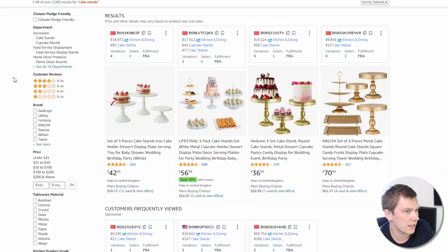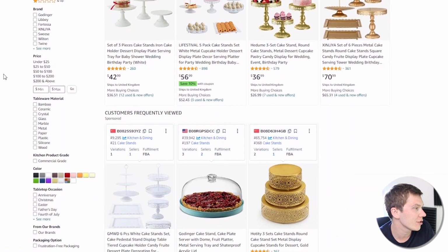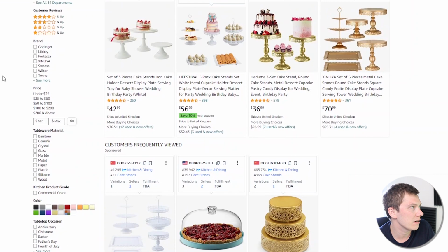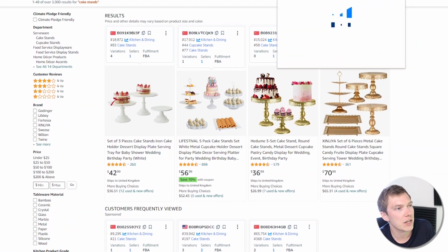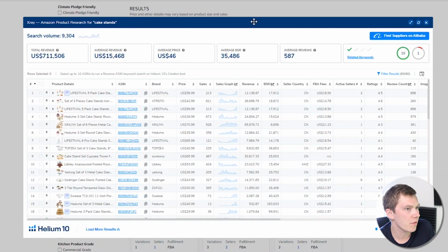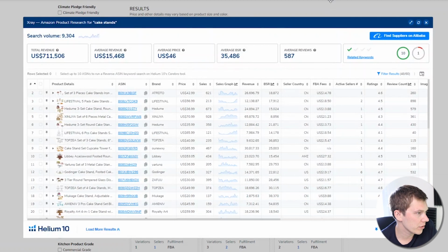Now, cake stands. This is something that I know what is, of course, but not something that I've really looked at in much detail before. So let's run the X-ray tool. Let's then remove the sponsored product results. Press apply filters. And let's see what the results show us.